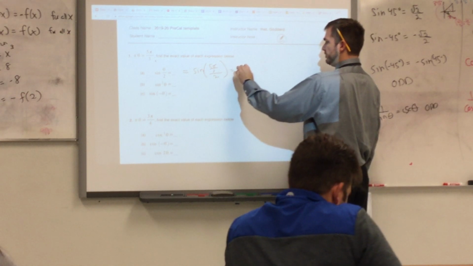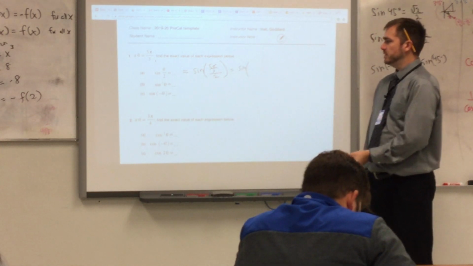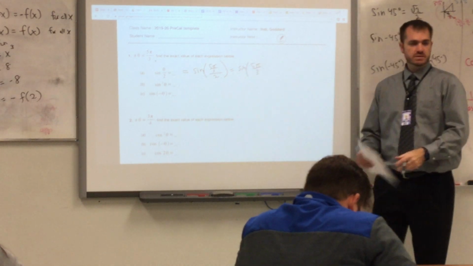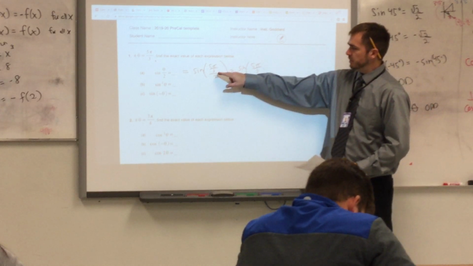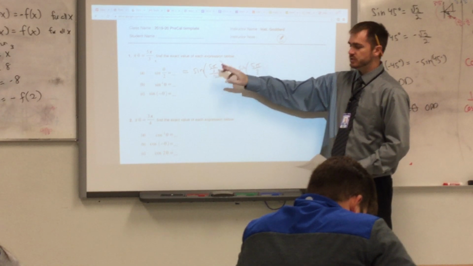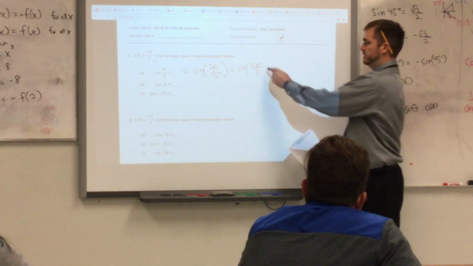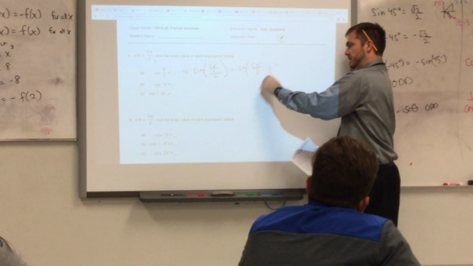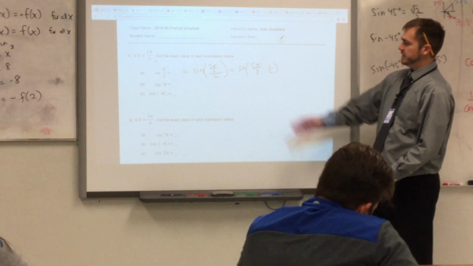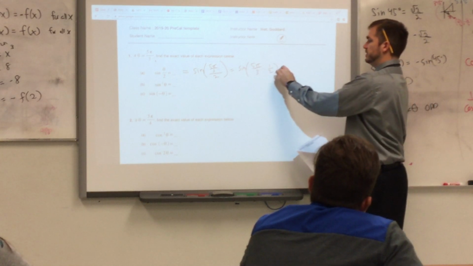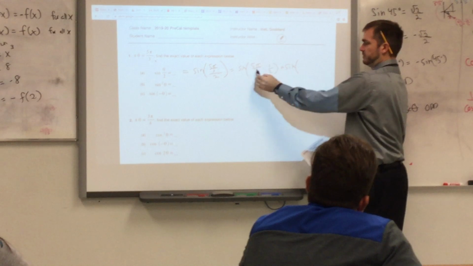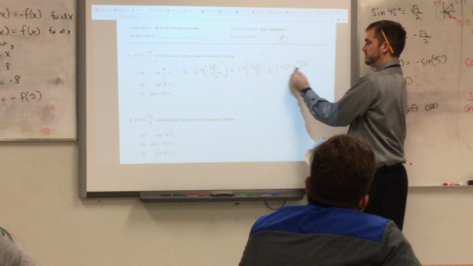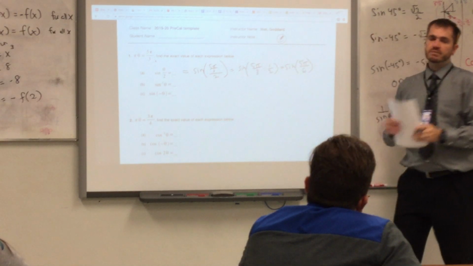Now they want exact values, so that's fine, we can handle that. Your fraction math tells you that anytime you have a fraction divided by something else, you can get the same result if you multiply that numerator by the reciprocal of the denominator. So I'm just going to write sine of 5 pi over 3 times 1/2. So that would be the sine. Now we'll do fraction math here. So 5 pi times 1 is just 5 pi. 3 times 2 is 6.